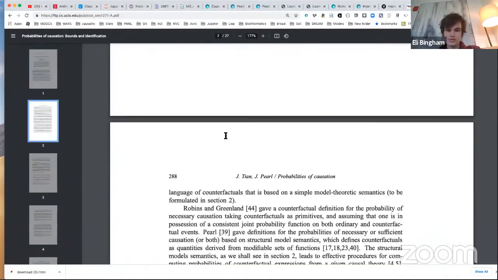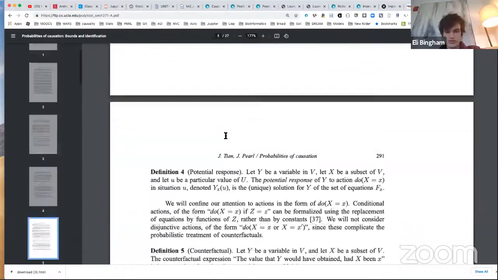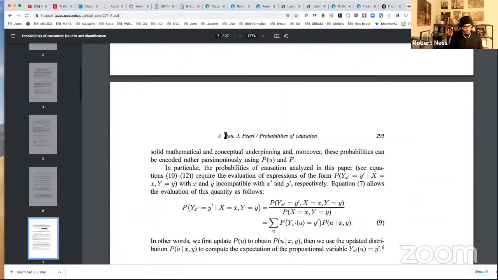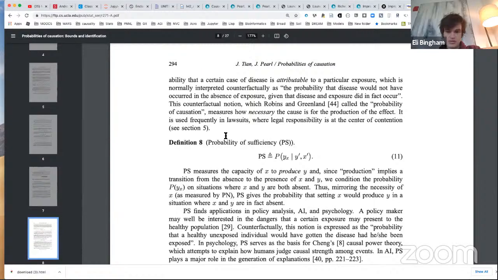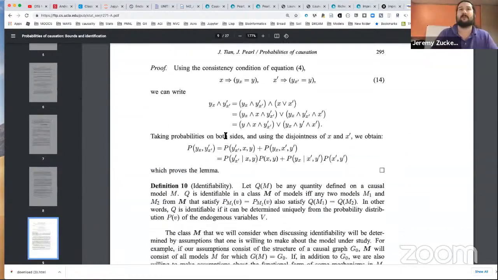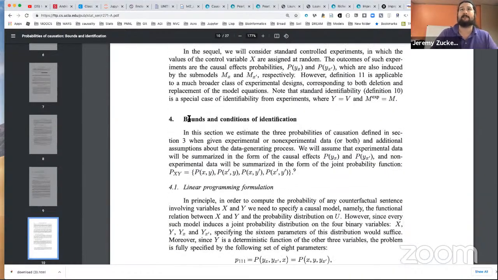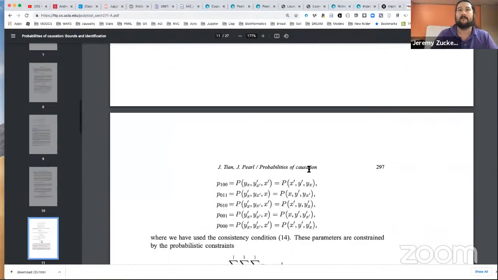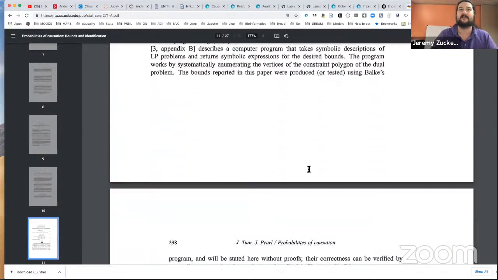Do they? That's not what I remember from the book. I have the book. I didn't bring it. This one does, right? For example, the fact that there are only these two variables, and both are binary. Here he's defining probability of necessity, sufficiency, and necessity and sufficiency, and now he talks about bounds on conditions of identification. He actually has some kind of linear programming formulation, and he optimizes.